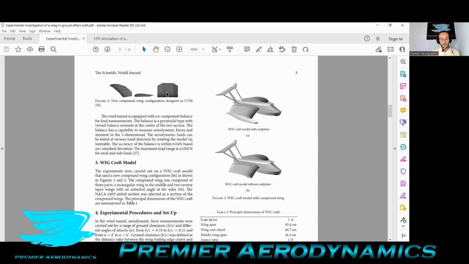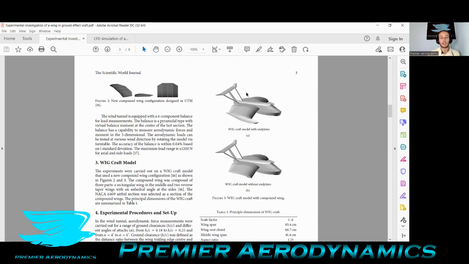Now, the wings were NACA 6409 airfoil sections. So what does a NACA 6409 wing mean? It means that it has a 9% thickness ratio. The actual thickness of the wing is 9% of the chord, the distance from the leading edge to the trailing edge. And it has a camber of 6%, which means that, again, relative to the chord length.